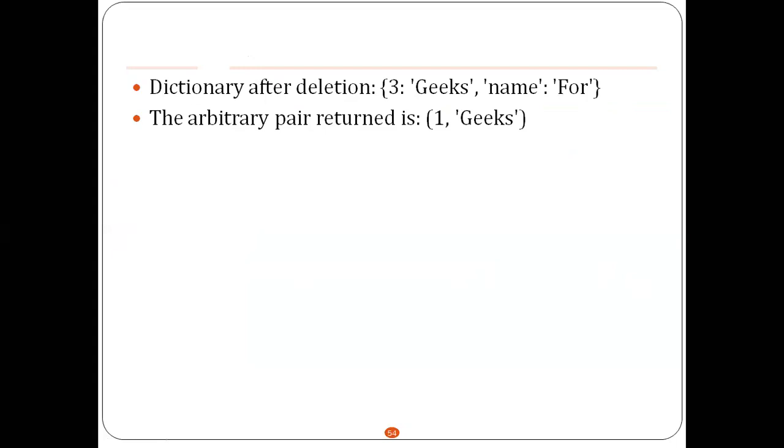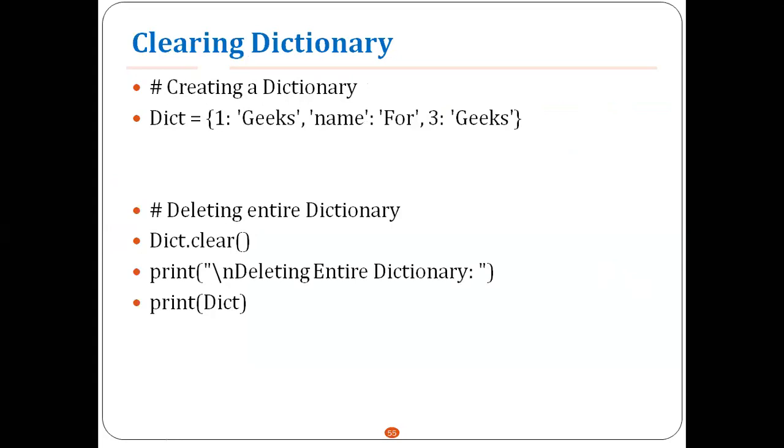But in the case of clear, we have the list still there, all right? It is physically existing, but it is an empty list. The same thing applies with the dictionary as well. When creating a dictionary, you have just three elements here: one, gigs, name, four, and three, gigs, right? So once we clear it, the dictionary is still there, but the elements of the dictionary have been deleted. So you have an empty dictionary.